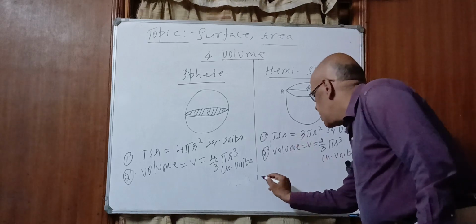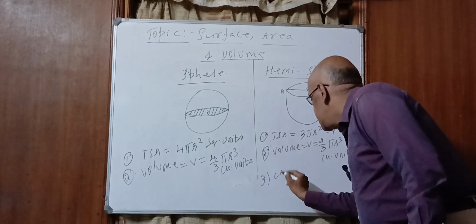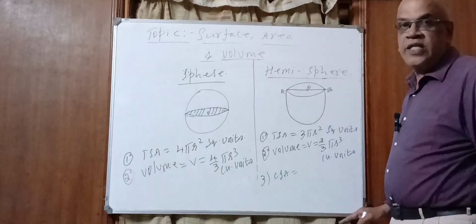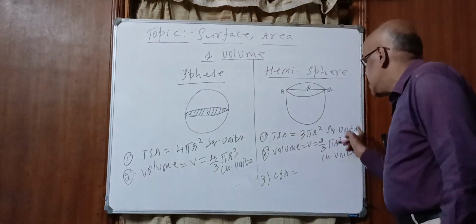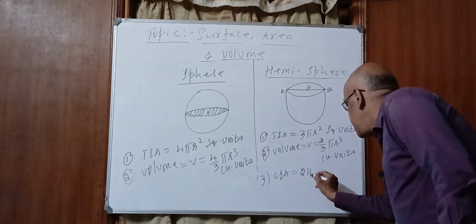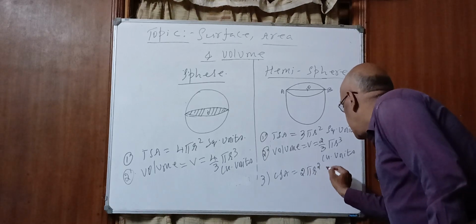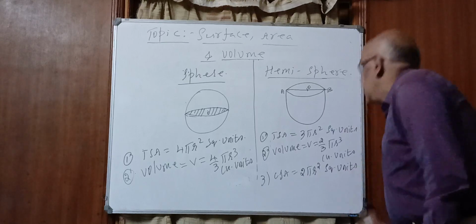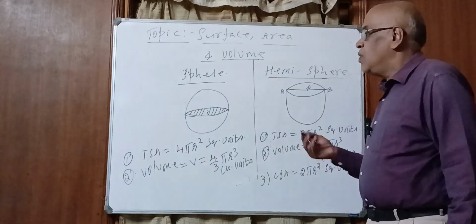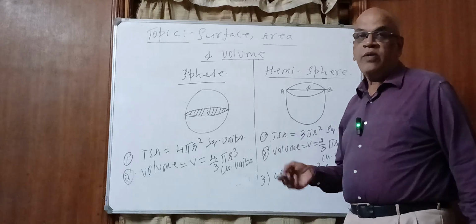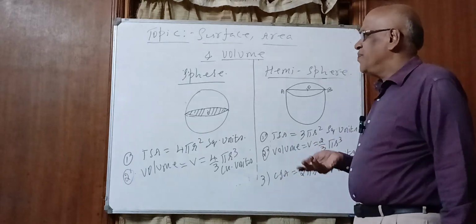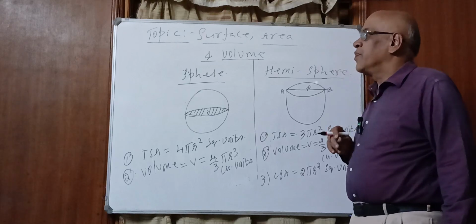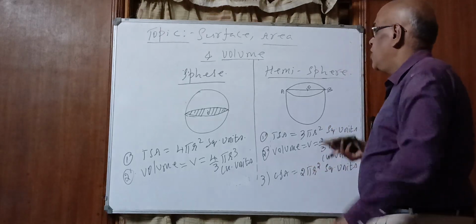This has one more formula, children. What is that? CSA. What is the CSA of hemisphere? TSA is 3 pi r square. CSA will be 2 pi r square units. End of the topic, children. What you have to remember? Just you have to remember formula. Then rest of the things is very easy. Understood?